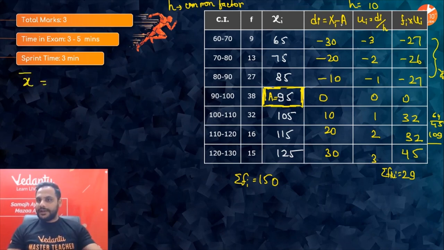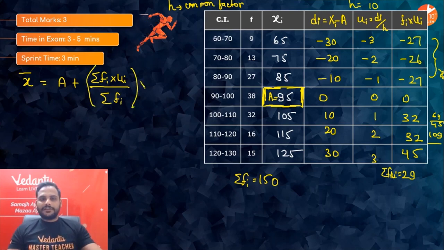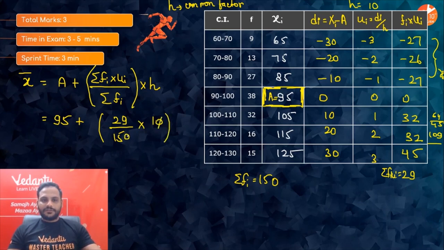Now I can say the mean is whatever we have done in the table, let's do the opposite of it. I have subtracted A, add A. Then summation of Fi into Ui divided by summation of Fi. But I have divided by h everywhere, so multiply this part with h. Simple. This will be your formula. So assumed mean was 95 plus you have 29 by 150 into h, which is 10. It is around 1 point something, so it should be 93 point something.